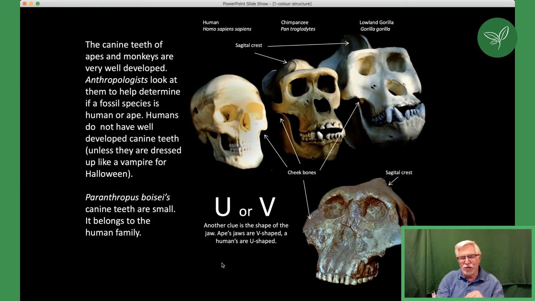And it has to do with the shape of the jaw. If it's a U-shaped jaw, in order to accommodate those canine teeth, it tends to be a monkey or an ape. If it's a V-shaped jaw, sorry, I got that mistaken. V-shaped is apes, U is humans. And it has to do with those teeth and a different diet.